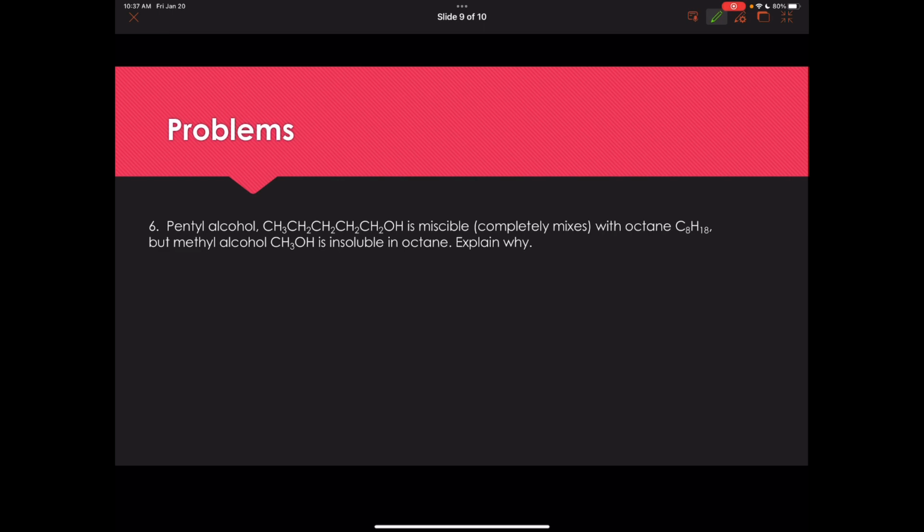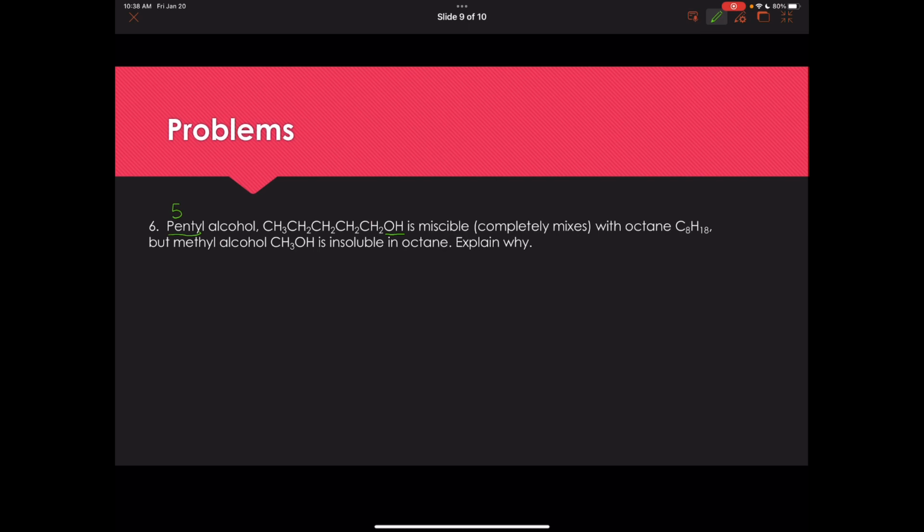Now, I just said that typically dispersion forces are too weak, but there are exceptions, and we see some of these exceptions when we have this mixed polarity. So we can look, for example, at pentyl alcohol. So we've got this long chain, so pent, 5. The alcohol, we've got that OH group. Now we're told that it completely mixes with octane, C8H18. But methyl alcohol is insoluble in octane, and we're asked to explain why.